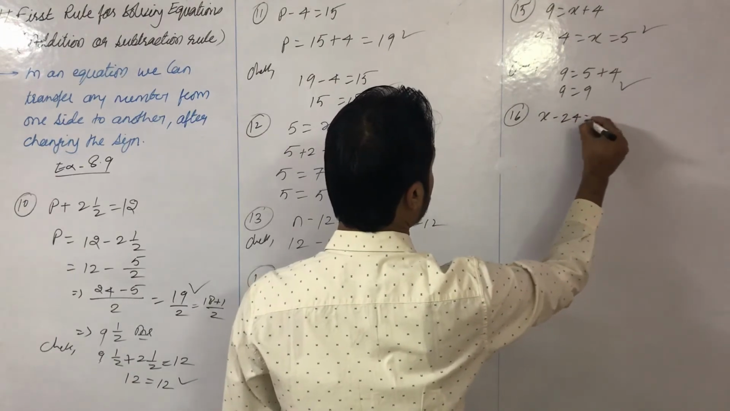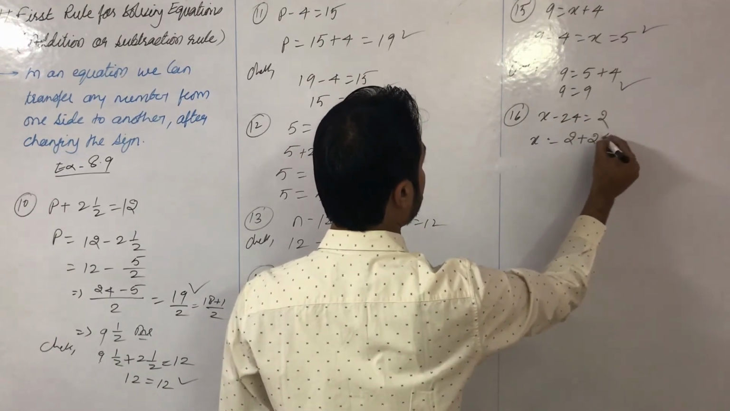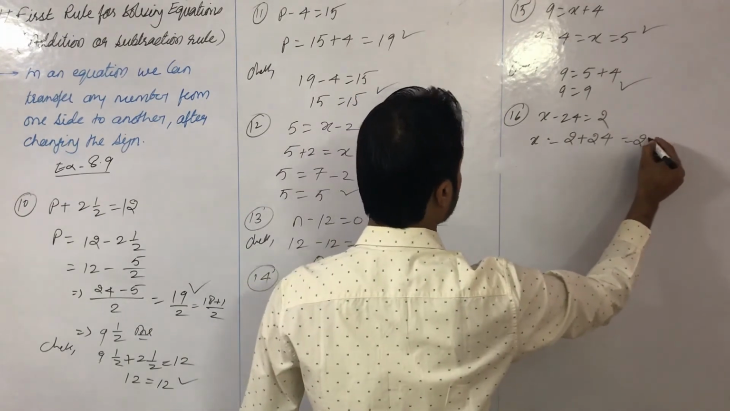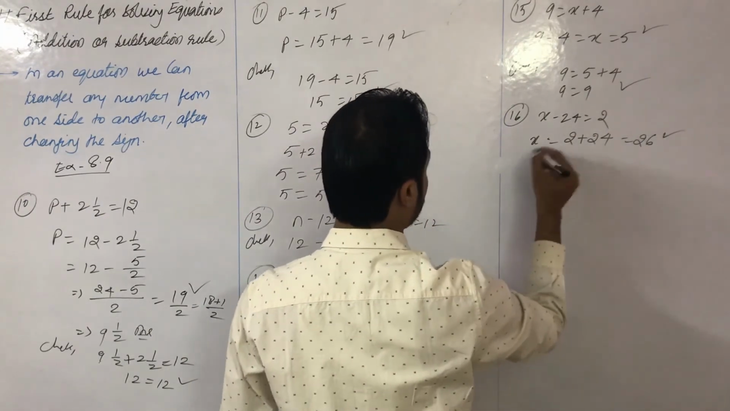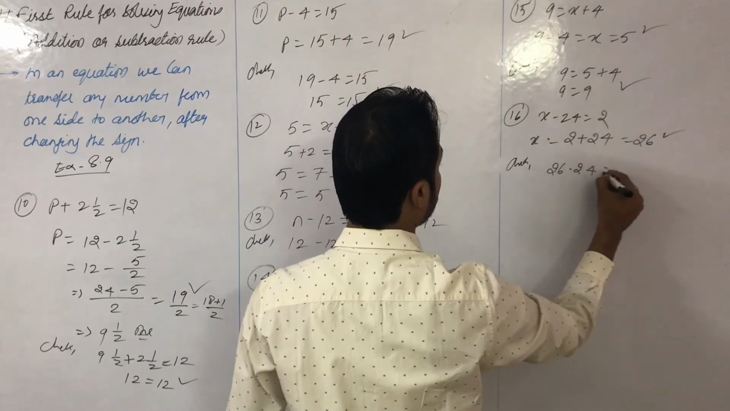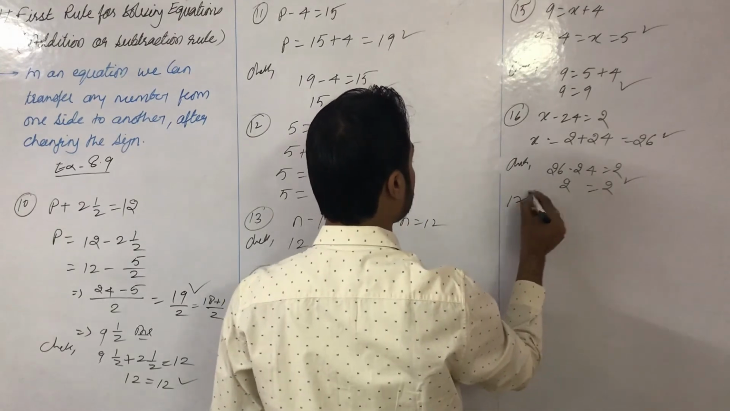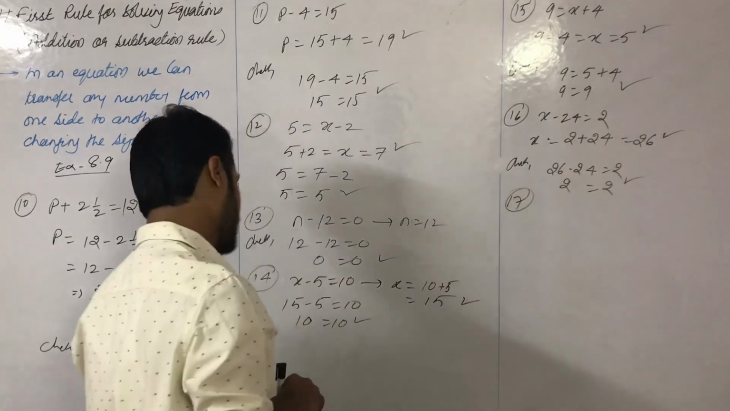Again 16, x minus 24 equals 2. So we'll change the place. 2 plus 24 equals 26. Yes. And for check, 26 minus 24 equals 2. Yes, 26 minus 24 is 2. So the answer is correct.